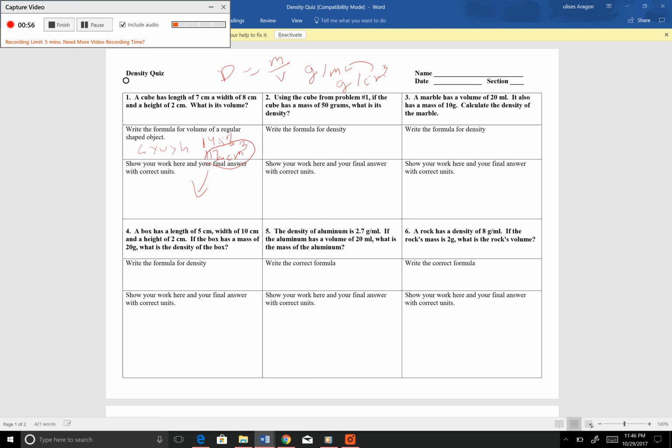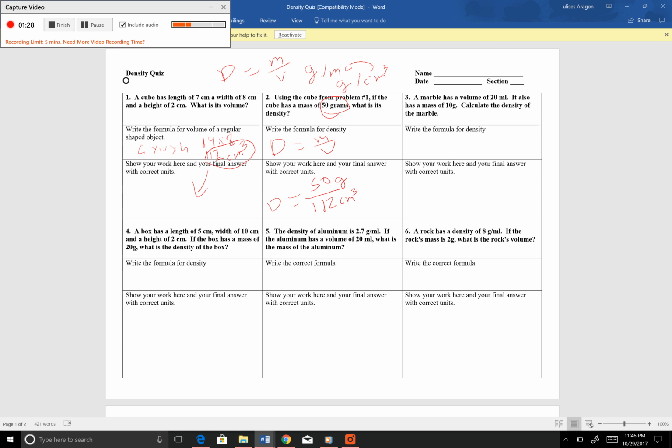And that goes here. Using the cube from problem number 1, if the cube has a mass of 50 grams, what is the density? So density, the formula is mass divided by volume. Our mass is 50 grams, our volume is 112 centimeters cubed. So divide that out and that's your answer.